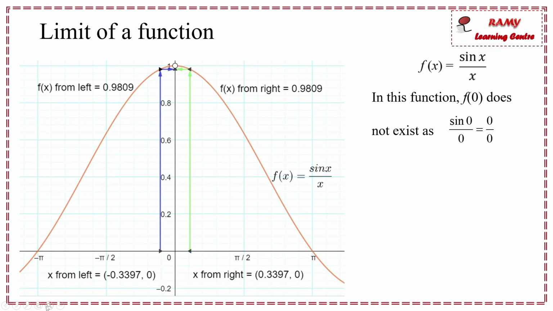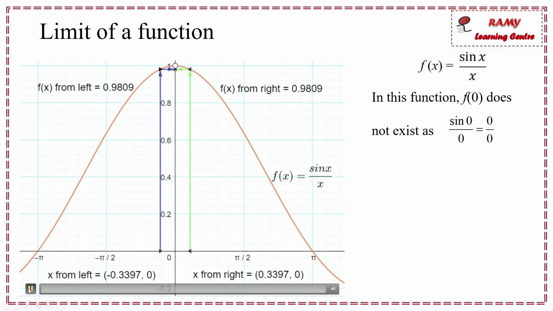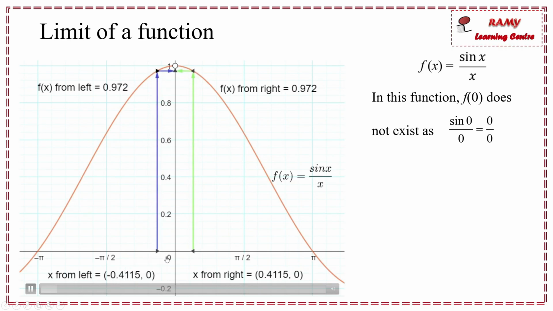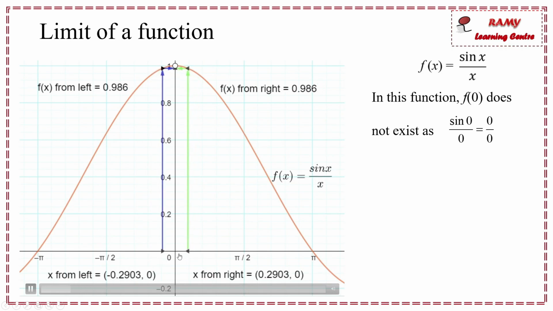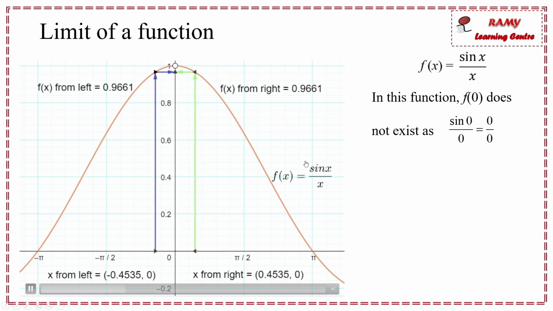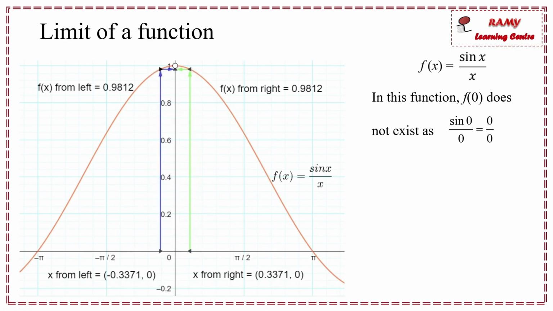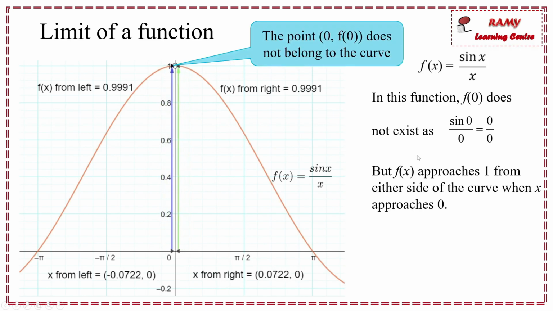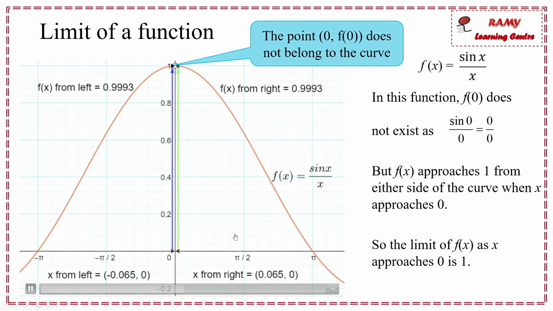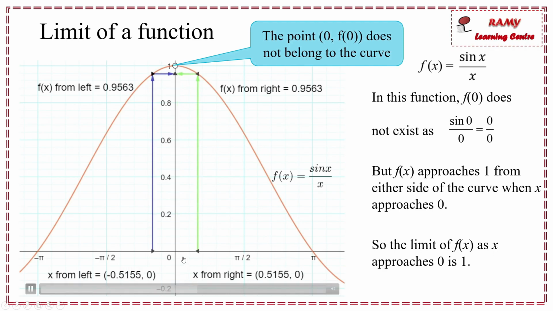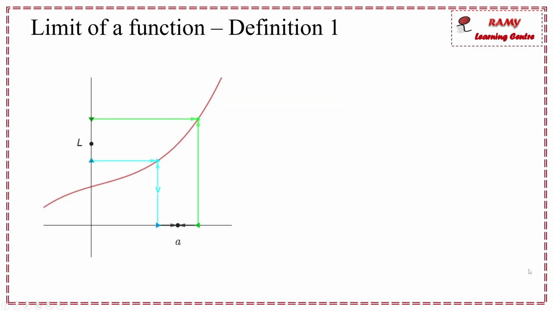But let us see how this function behaves. Now, as x approaches 0 from the left as well as from the right, f(x) approaches 1, though 1 is not on the curve. The point (0, 1) is not on the curve, and f(x) does not belong to the curve. But the limit of f(x) as x approaches 0 is actually 1.